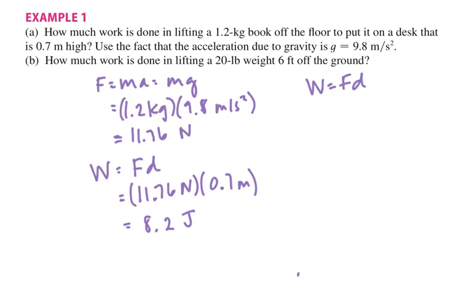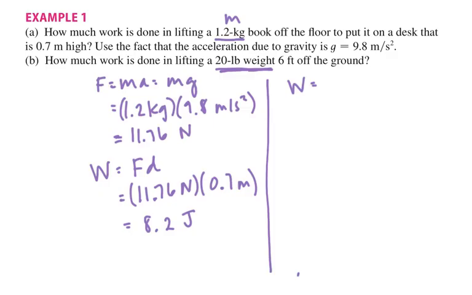So now let's look at part B. It's not a hard problem. Part B says how much work is done in lifting a 20-pound weight 6 feet off the ground. Okay, so when you look at this, we're given a 20-pound weight. So that's a weight, that's a force. The 1.2 kilogram was a mass, and the 20-pound weight makes it a force.